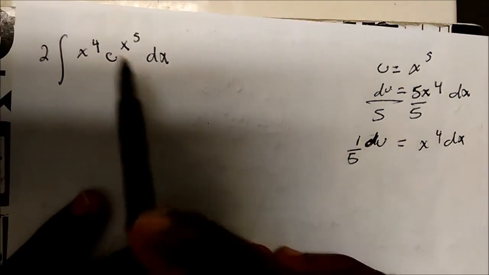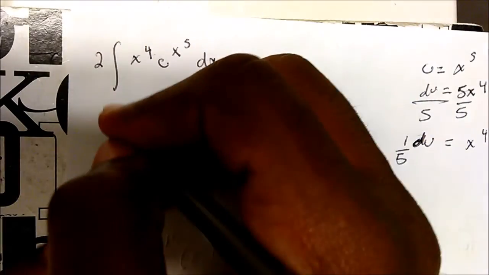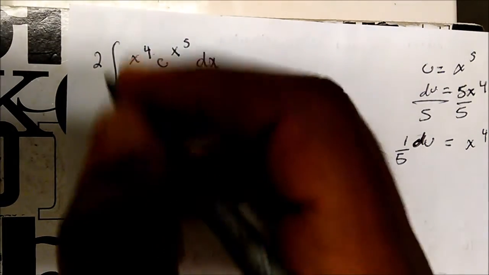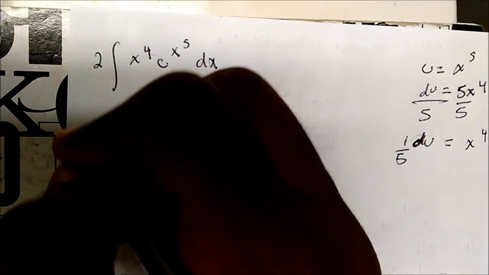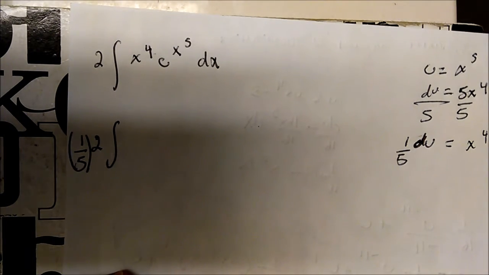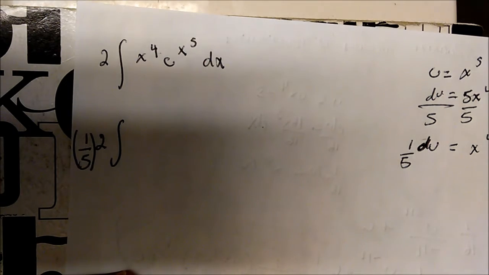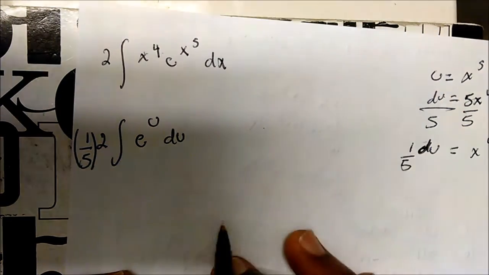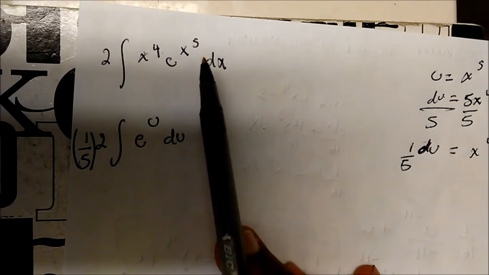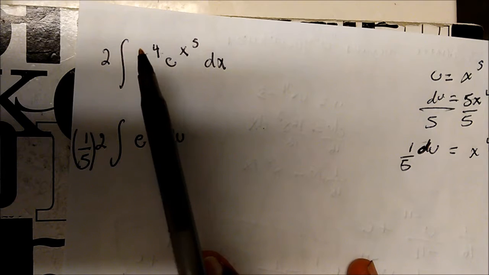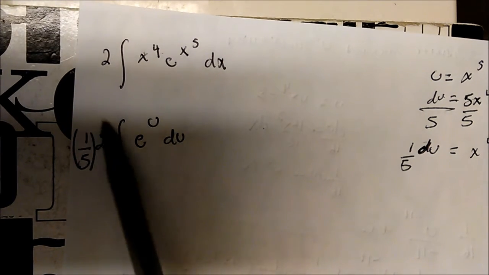So 1/5 du will totally replace this. So my new integral would just be 2, and you can multiply your 1/5 on, because I'm always going to put my constants on the outside. So this is 2 times 1/5. Du takes care of x to the 4th, right? So this is really just e to the u du. This stays the same, e to the u, and 1/5 du took care of x to the 4th dx, right? And we have our 2 on the outside.